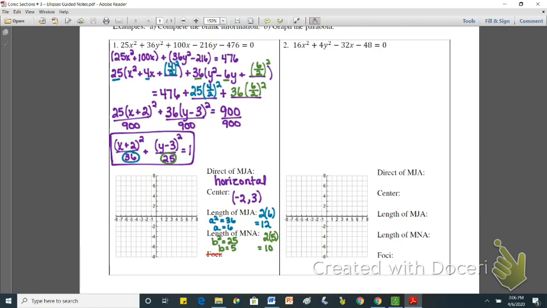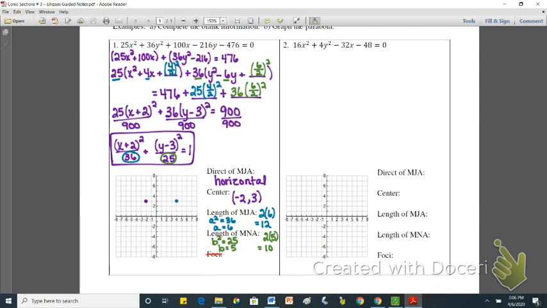First things first, we're going to plot our points. So at -2, +3. From there, I am going to do my major axis. I know my major axis is my horizontal. So my major axis is 12 units long. That means it's 6 on either side. So I just count out 6. 1, 2, 3, 4, 5, 6.